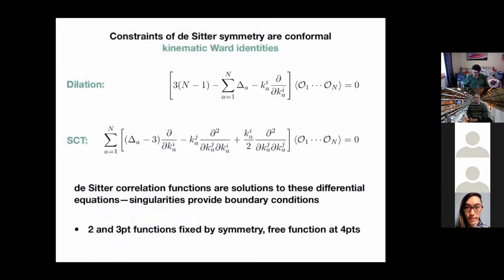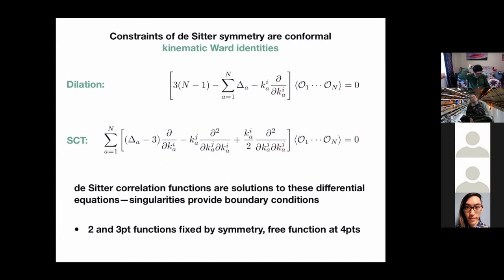Okay, so then what I can do is take the constraints of bulk de Sitter symmetry and translate them into kinematic Ward identities satisfied by these late time correlation functions. And again, it's convenient for us to work in momentum space. If I do that, it turns out the really non-trivial ones are these dilation and SCT Ward identities. The details are not particularly important, but you can see by staring at them that these are a set of differential equations that correlation functions have to satisfy.